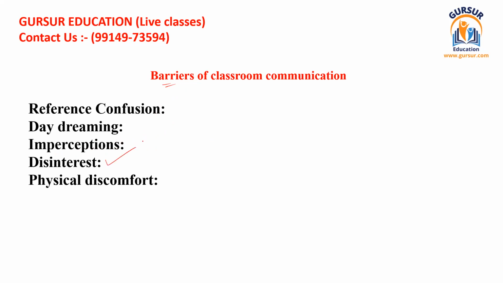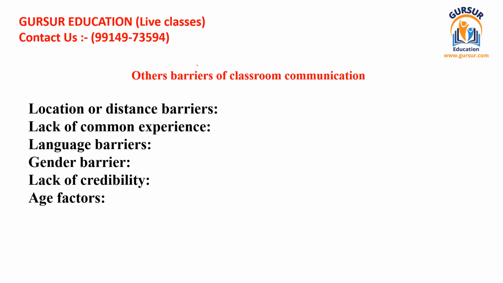Then disinterest. If the student is disinterested in the classroom, he shall never listen to the teacher. This is also a barrier. Physical discomfort. If the benches are not good, if he is not able to sit properly in the classroom, then it shall not make his mind to learn. He shall not try to learn, he shall just try to skip the classroom. So this is also a kind of barrier in classroom communication.